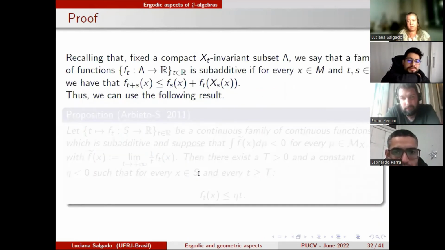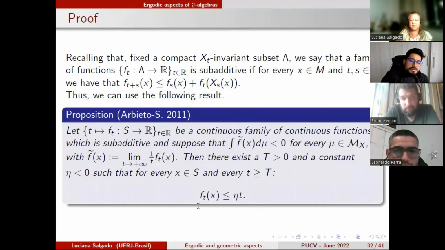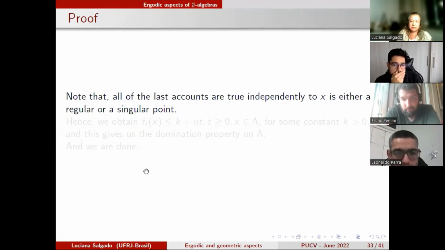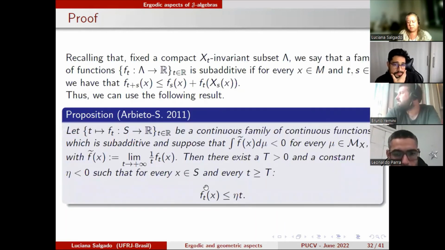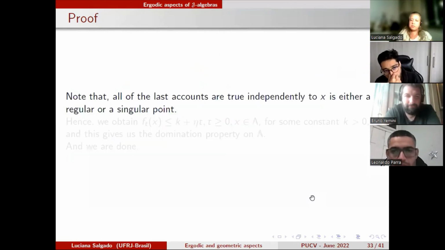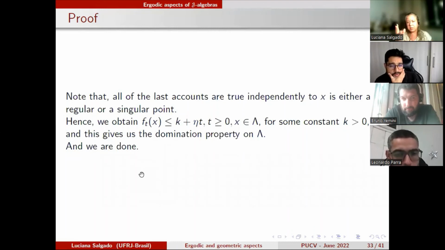So now we use the proposition that I've used before with Arbieto, and then we got this relation here, and it is independent of the point, a regular one or a singular one, right? And then we make the accounts and got some k that we exponentiate. We apply the exponential here, and we got the property which we are done. Okay.